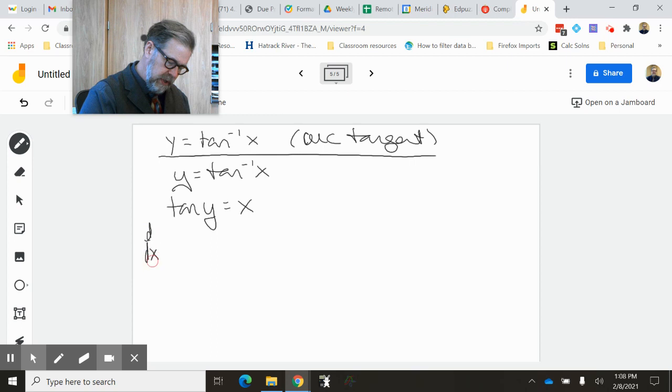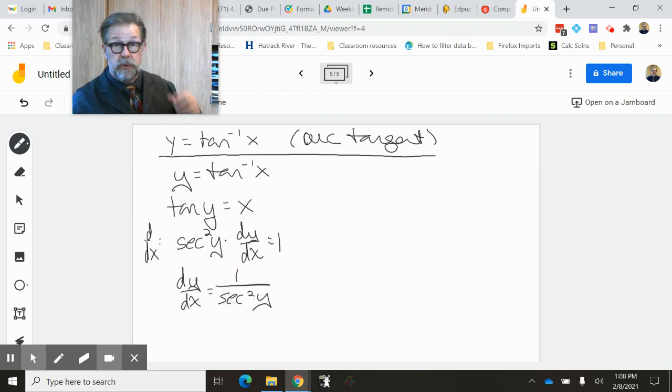So when we take the derivative of each side with respect to x, we get secant squared y dy/dx is equal to 1, which means that dy/dx is equal to 1 over secant squared y. But of course, as usual, we want to write this in terms of x, not in terms of y, just so that we don't have to constantly be going back and finding the arctangent of our input so that we can plug it in.